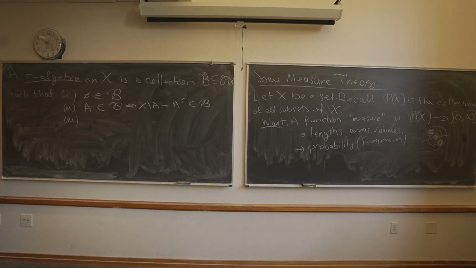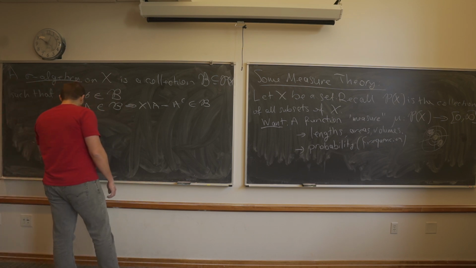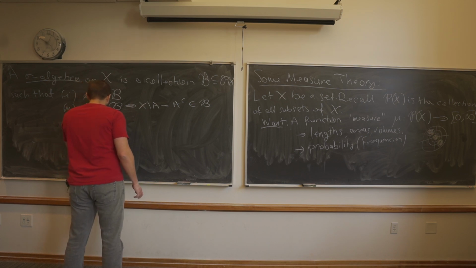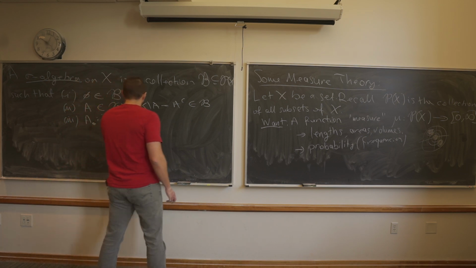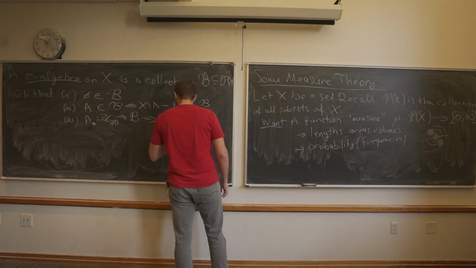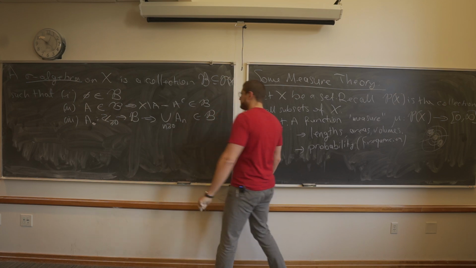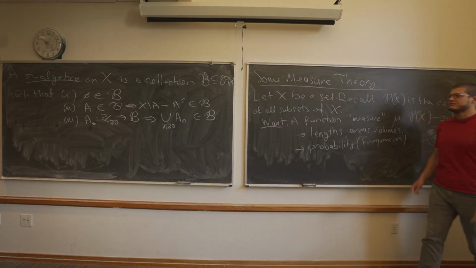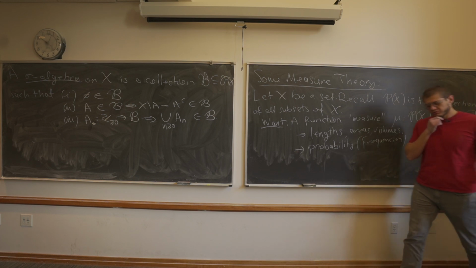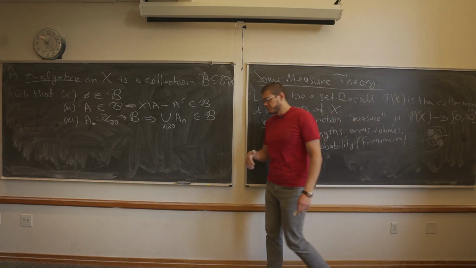And third, I want the following. If I take a sequence, countably infinitely many sets in the sigma algebra, I want their union to be in the sigma algebra also. These are the three axioms of a sigma algebra. And you should think of this as sort of an algebraic model of standard logic.